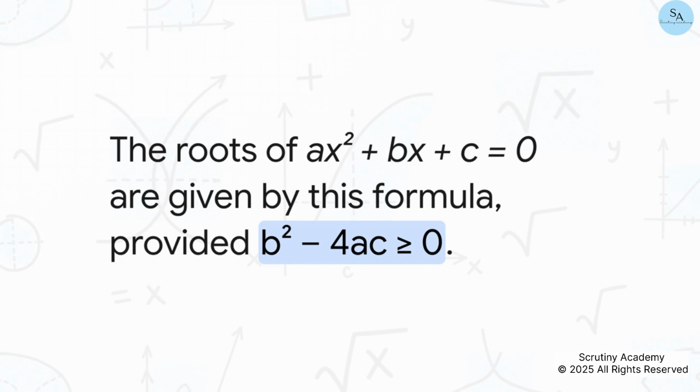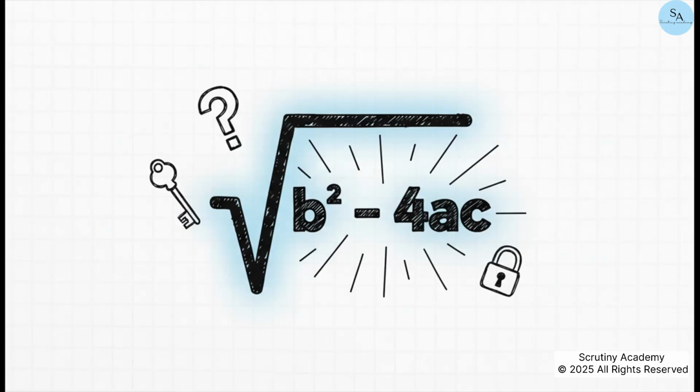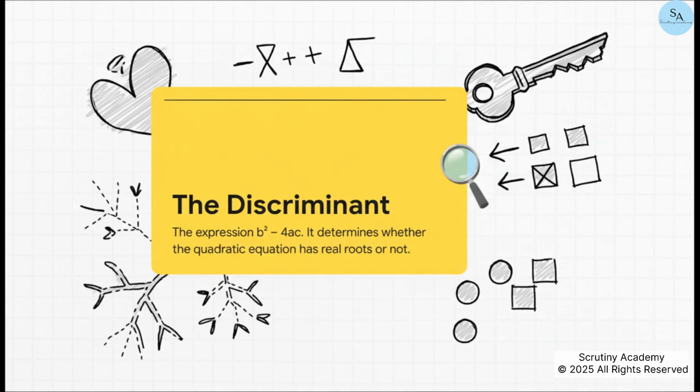But here's the thing. We're not actually going to use it to solve anything today. Nope. Instead, we're going to look at a little secret that's hidden right inside of it. Look closer. I want you to focus on the part that's under the square root sign, b squared minus 4ac. This isn't just a random jumble of letters and numbers, it's actually a secret code. And this secret code has a name. It's called the discriminant.